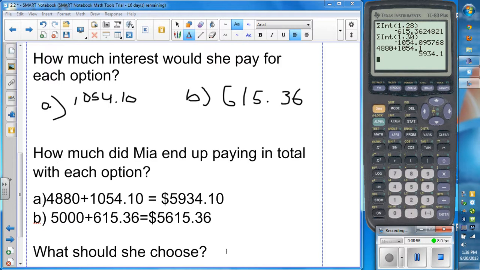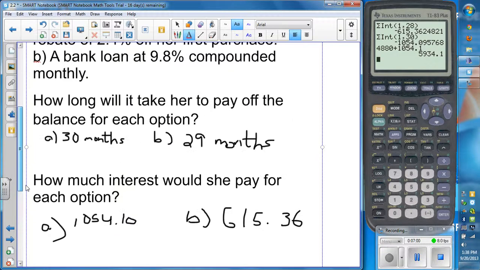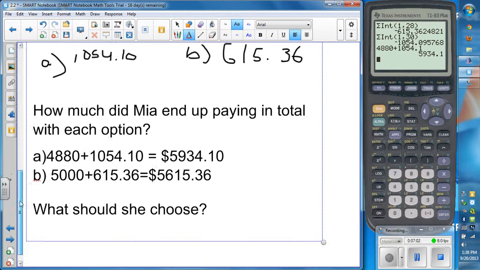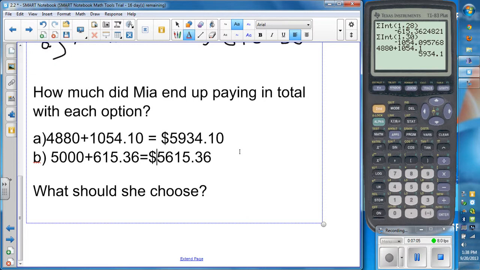So which should she choose? She should choose option B because it takes her less time to pay it off. It takes her 29 months versus 30 months to pay it off. And she actually pays less interest. So she really should choose option B. So you can use your TI-83 calculator to figure out the rest of these questions. Have fun and good luck.